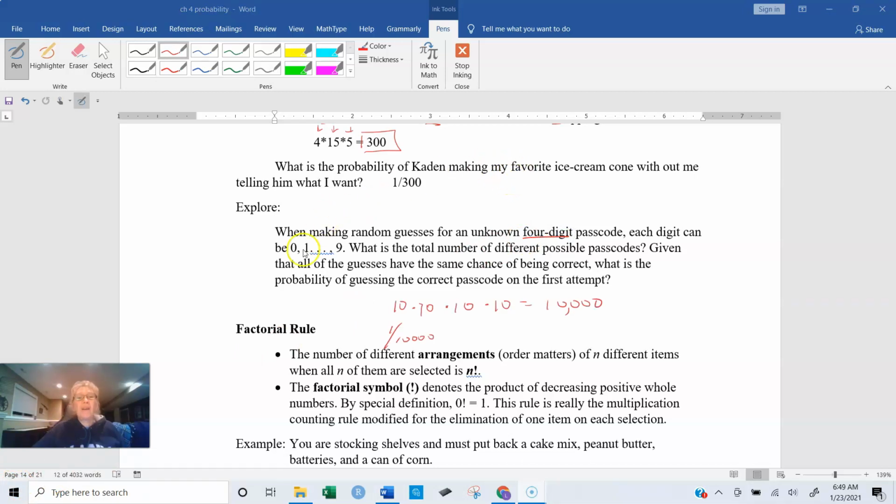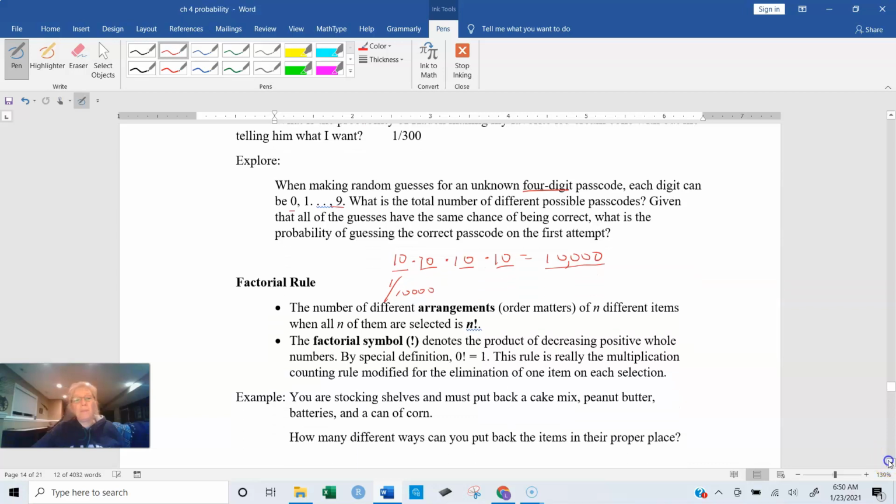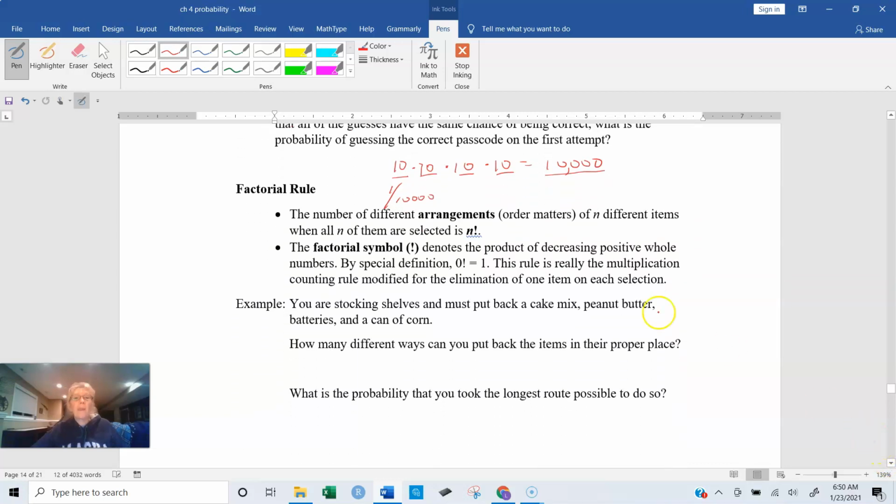Okay. I hope you did well. You should have realized from 0 to 9 there are 10 numbers, right? Because 0 counts. And since I can use the same number over and over again, I have 10 choices for all 4 digits. So you just multiply those up, and there are 10,000 different passcodes. So the chance of you getting it right the first time without knowing is 1 in 10,000. In other words, not very good, but possible.